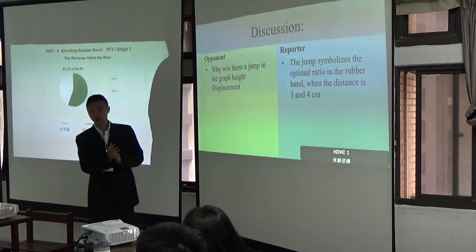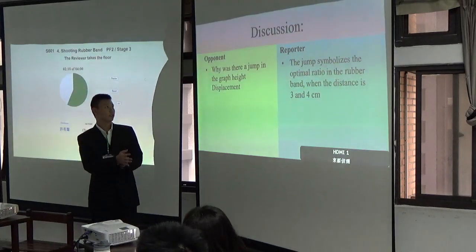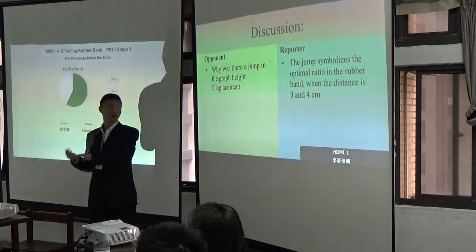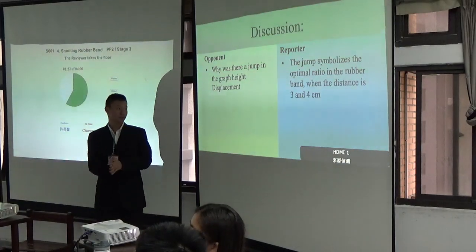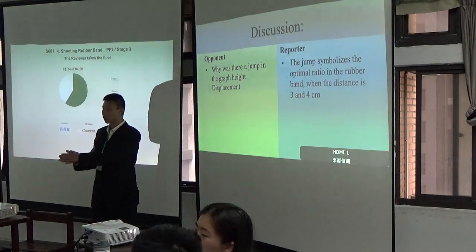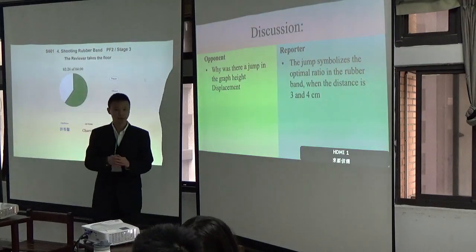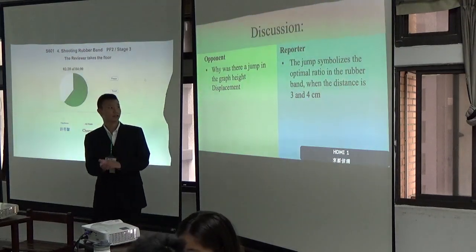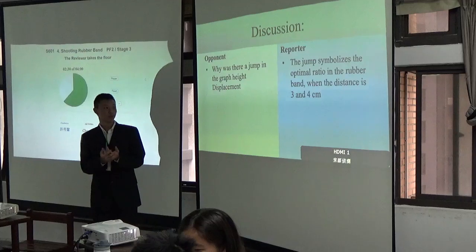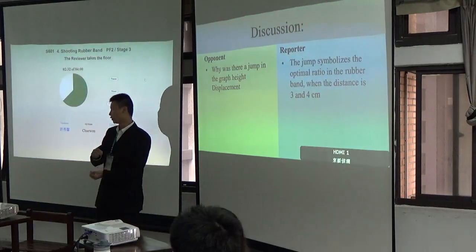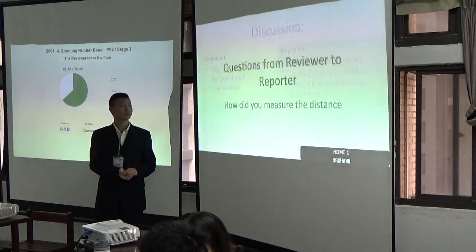And the opponent also asked why there was a jump in the reporter's graph of height displacement, and the reporter answered that the jump symbolizes the optimal ratio in the rubber band when the distance is around 3 to 4 centimeters.